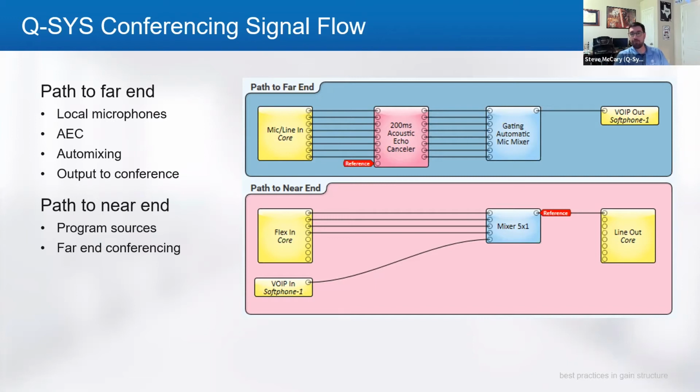So our path to the far end, we will have some local microphones. Those will get run through our AEC block. They will then go to an auto mixer, which will then feed our VoIP output, which is what the far end is going to hear.